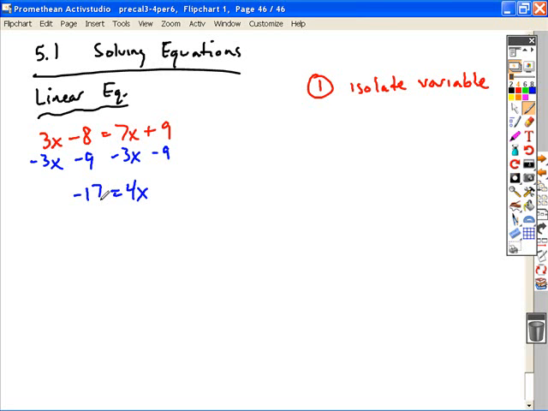and then what this allows you to do is combine, or completely isolate the variable now by undoing that operation, divided by 4. And so you get negative 17 over 4 as your solution.